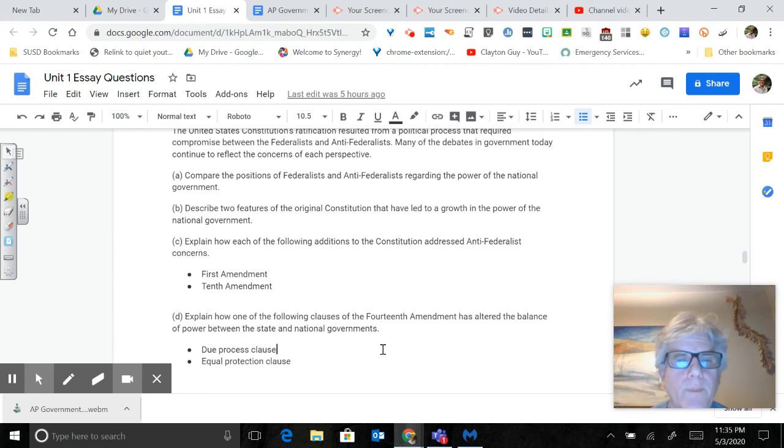So two features that led to the growth in the power of the national government would be the implied powers clause, so anything necessary and proper. The power to tax and the commerce clauses were two parts used to increase the power of the national government. And with the implied powers and the Commerce Clause, we got the Civil Rights Bill, we got Social Security, Medicare, we got the $15 minimum wage laws, we got child labor laws, we got the national parks, we got land grant colleges, we got the railroads, we got road systems. All of these things were through the implied powers, the Commerce Clause, and the power to tax.